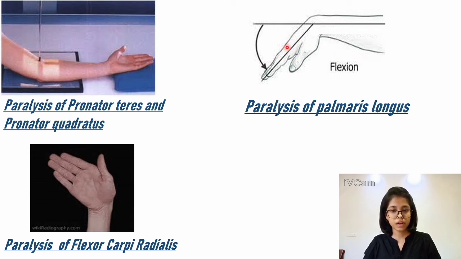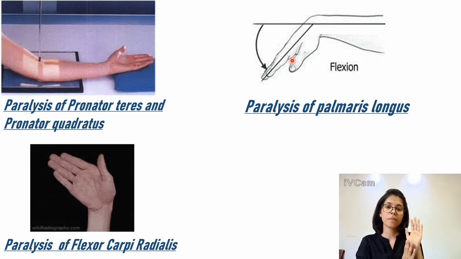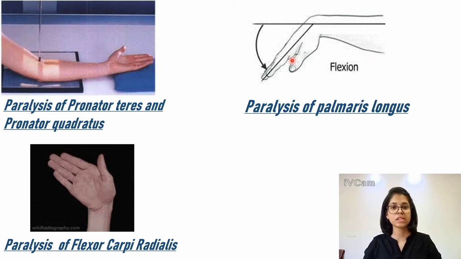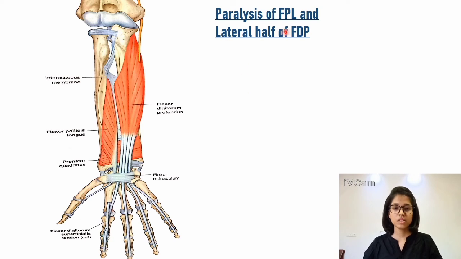This movement of hand is known as flexion. Now, remember this thing, the palmaris longus muscle is inserted over the palmar aponeurosis of hand. So when this tendon will get contracted, it will cause flexion of wrist. Now, on paralysis of this muscle, there will be weak flexion at wrist. Now coming to the paralysis of FPL and lateral half of FDP.